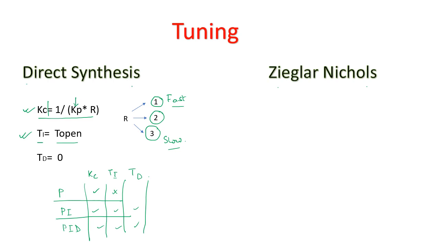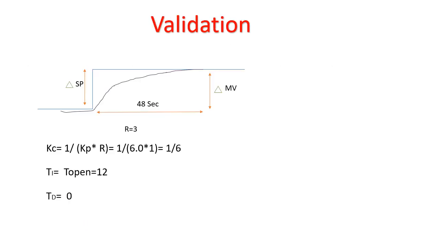Now, after you set your controller with these parameters, you need to validate whether your system is really behaving like that or not. So again, what you can do is a step change, and you can measure how much time it is really taking. If you see in this example, Kc is 1 by Kp into R, and if we choose Kp as 6 and take a fast response, so R is equal to 1, Kc will be 1 by 6, right?